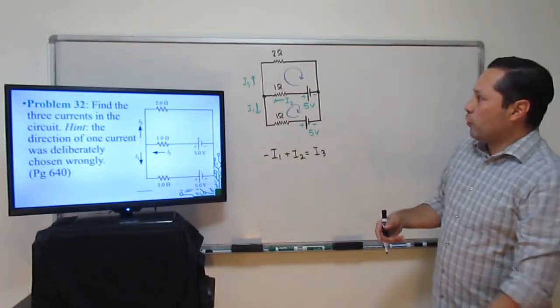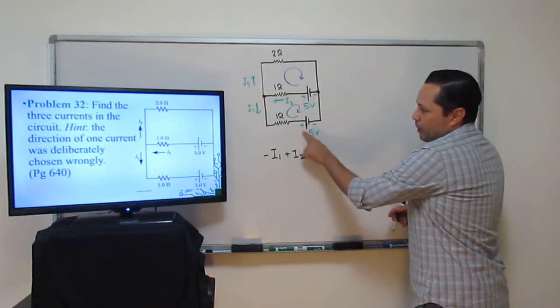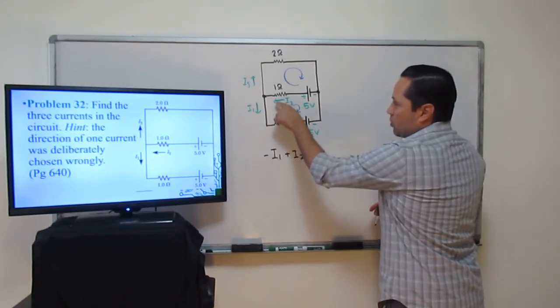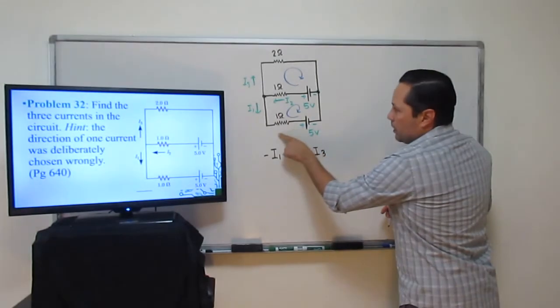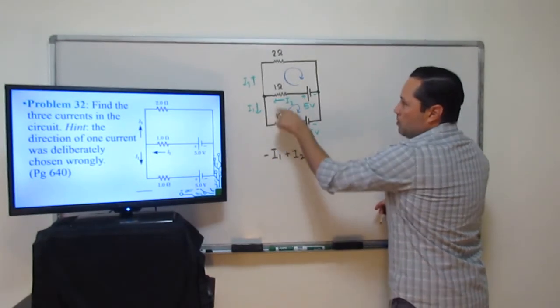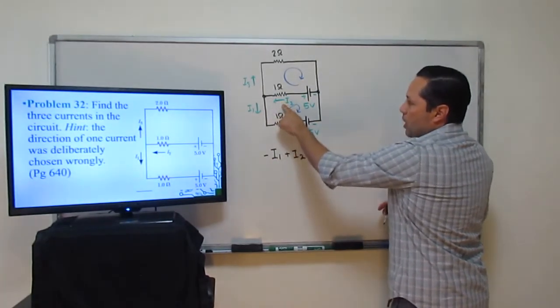Next, let's solve for the bottom loop. In the bottom loop, we begin with the battery. It's going to loop around to this resistor, that resistor, and come back around. In this part, we'll use I1, but for this top part, we're going to use I2.